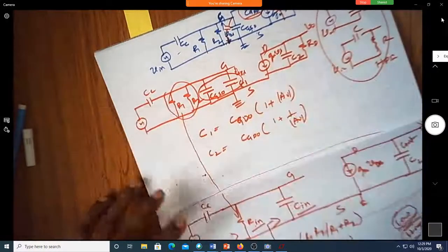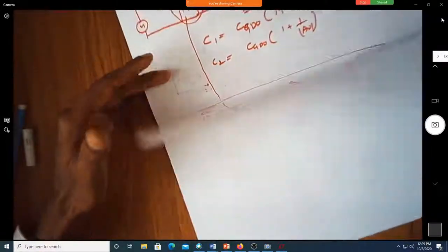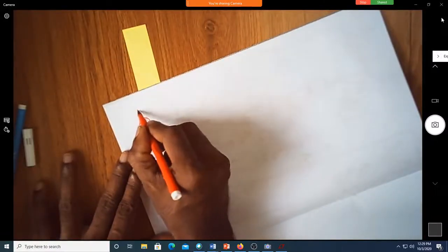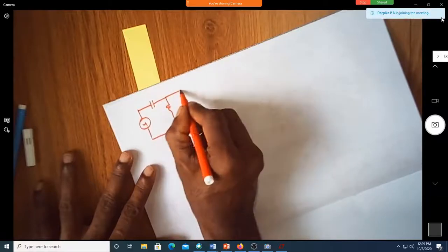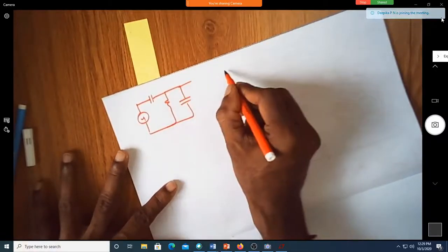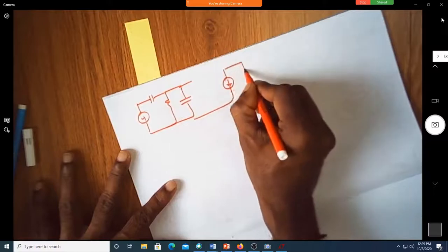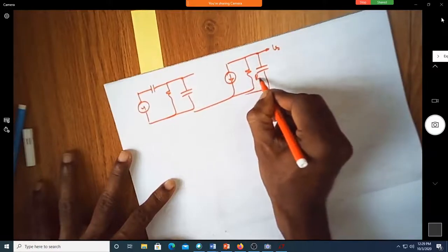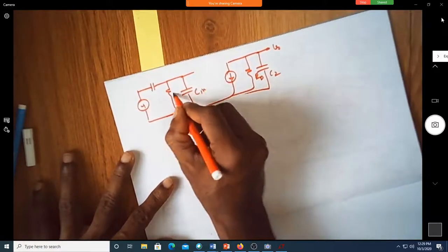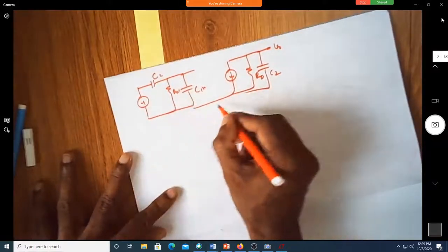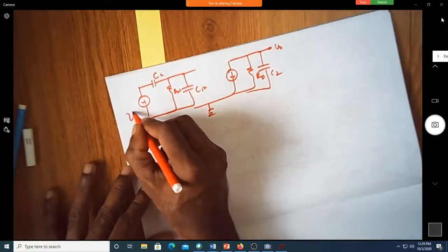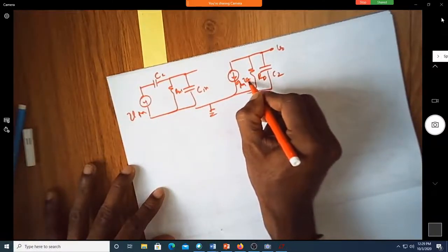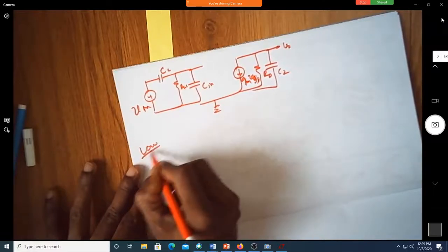Let me just rewrite that circuit as it is, so that you can see the circuit you had. Let me do it quickly. This is V0, this is RD, C2, C in, R in, CC. This is V in, this is V out, GM into VGS. So let me write it for low frequency.